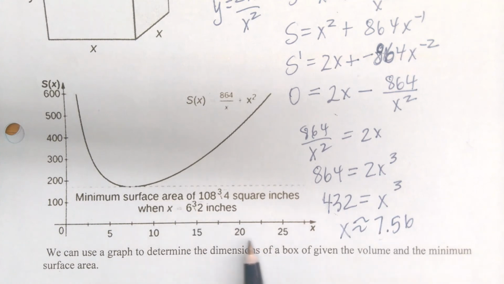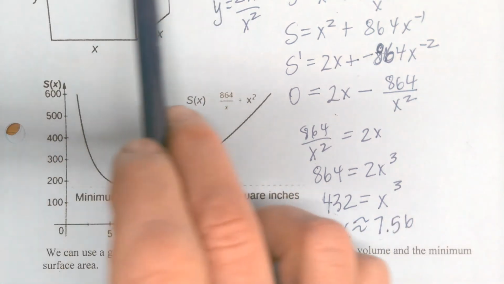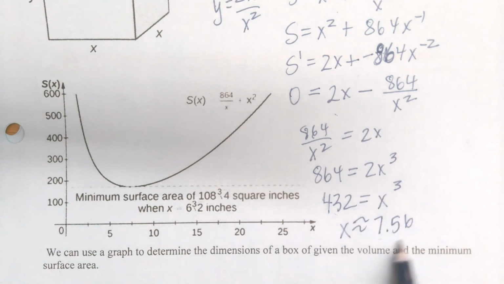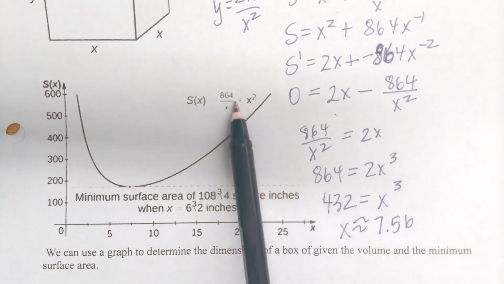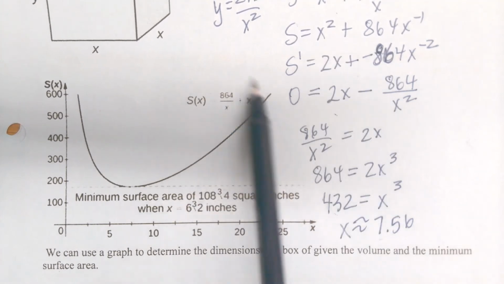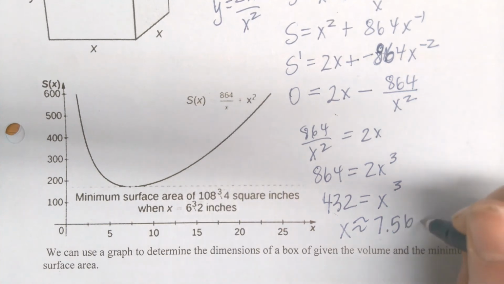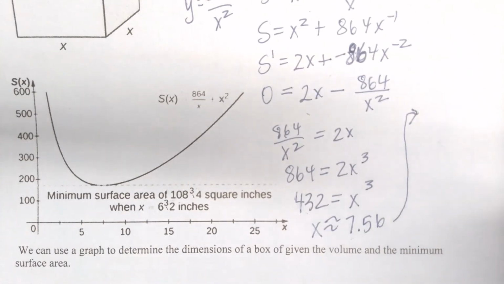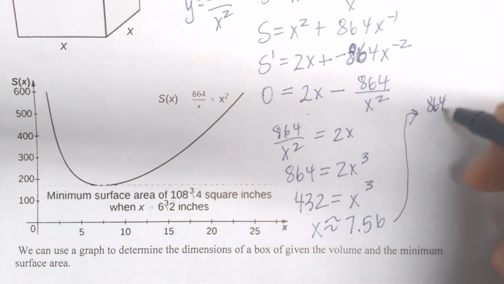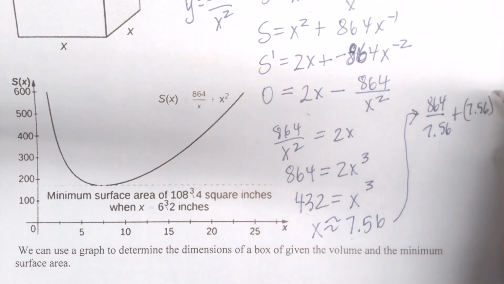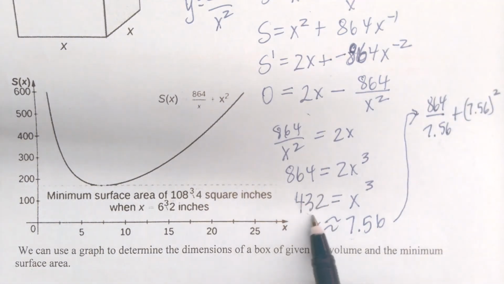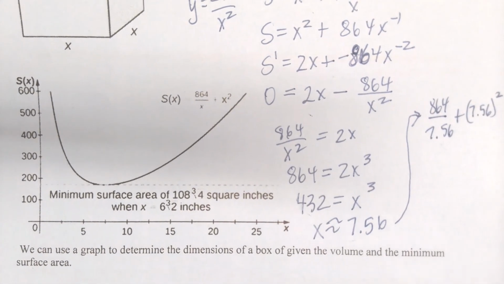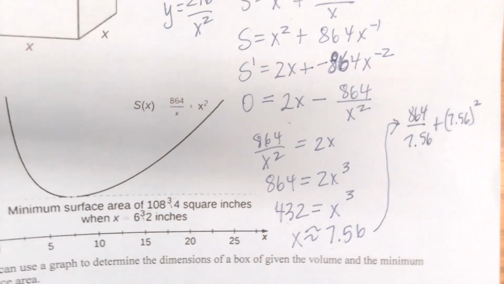But now I want to find my surface area. What is the minimum surface area? Well, I have to take that value and plug it back into my surface area equation that I had up here, which is this one. I'm going to go ahead and plug that in. I get 864 over 7.56 plus 7.56 squared, or I could even just keep it as the cube root of 432 if you wanted to. Really, for what we're working on, that doesn't matter that much.